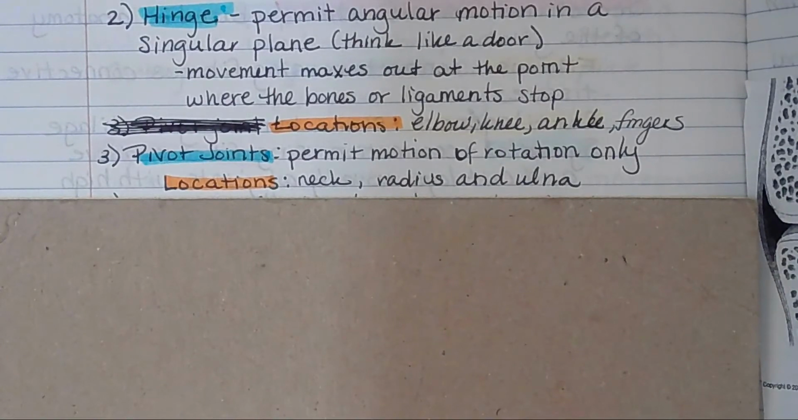As you're flexing your sternocleidomastoid on either side, decreasing the size of that one, you're turning your head left or right. Those are examples of where you're experiencing some kind of pivot, or rotation, along a particular axis. The other one that's here is with your radius and ulna.